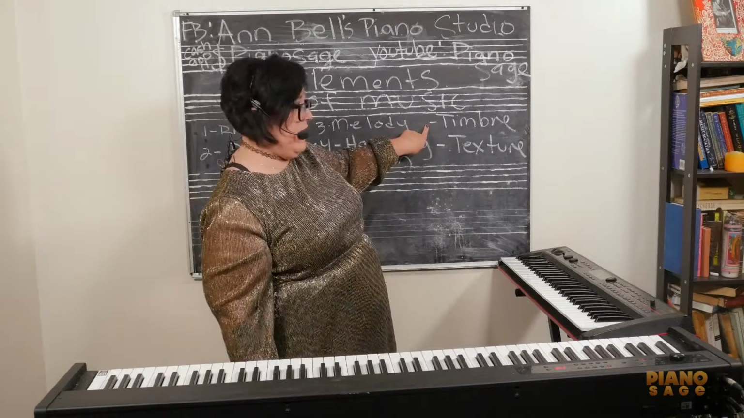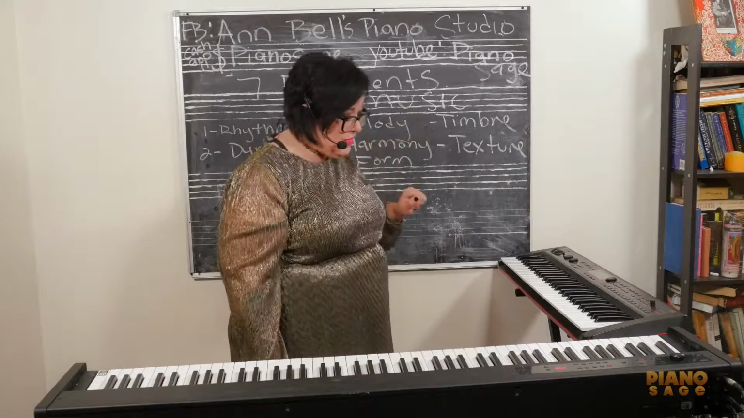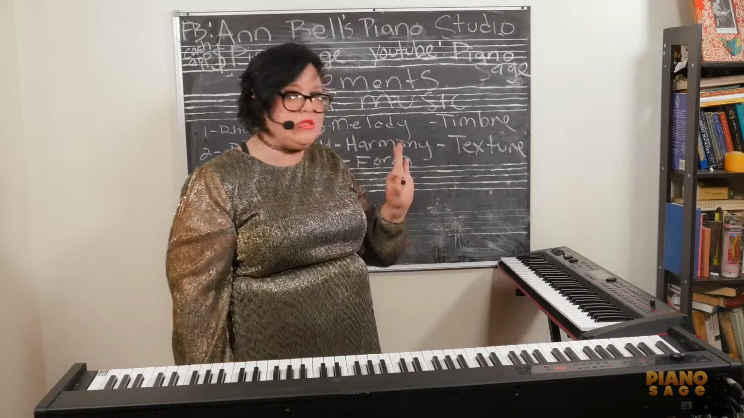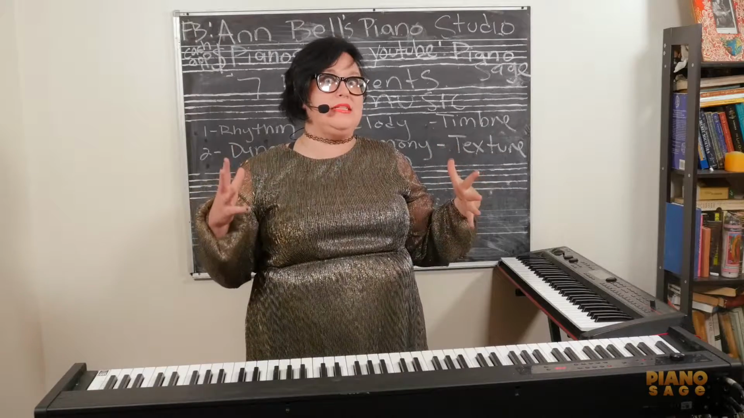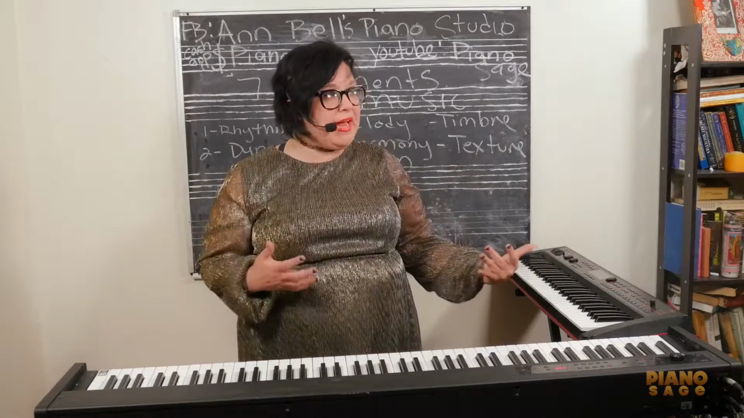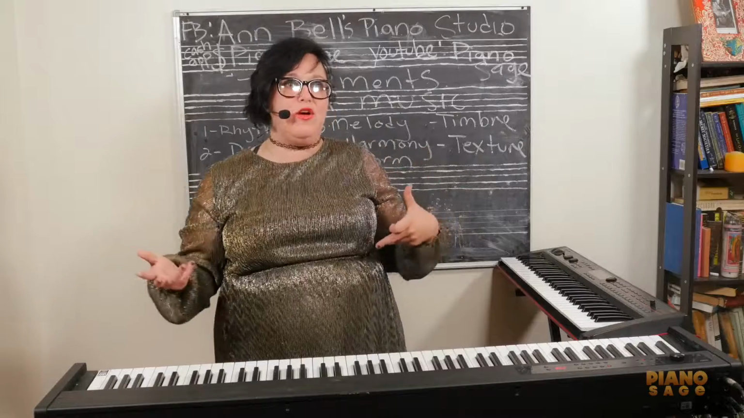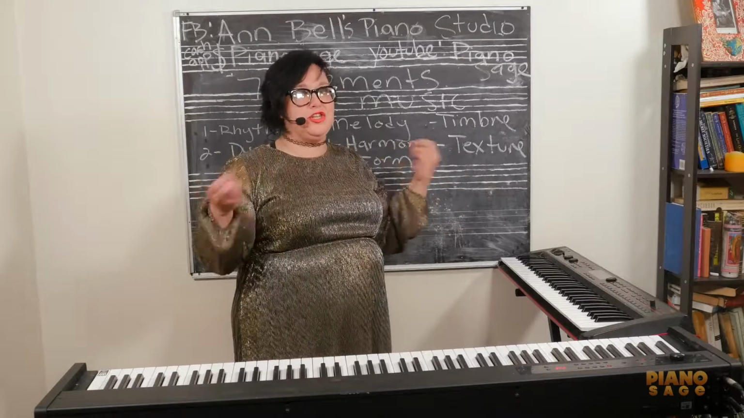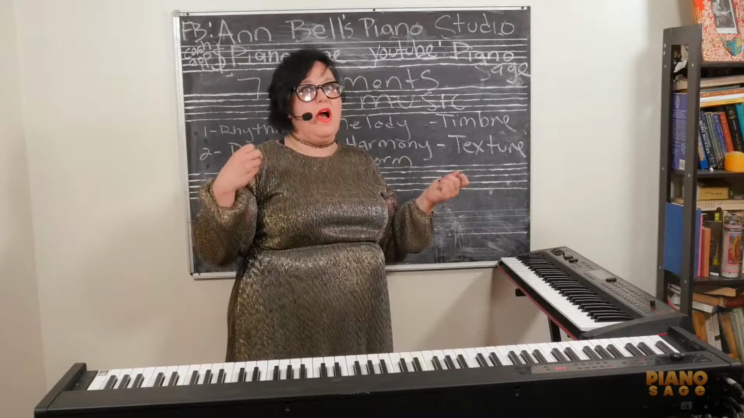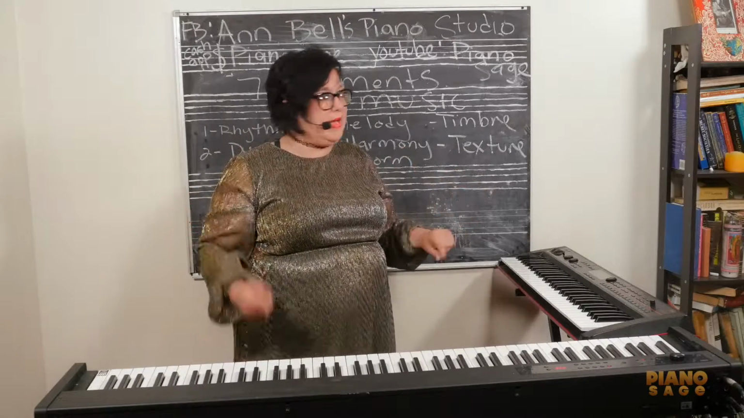Fifth, I forgot to write it down, fifth element is the timbre. So that consists of the tone color. So we can have different tone colors based off of instrumentation, like strings versus piano versus a trumpet. So there's different textures you can make with music depending on what instrument you're using.